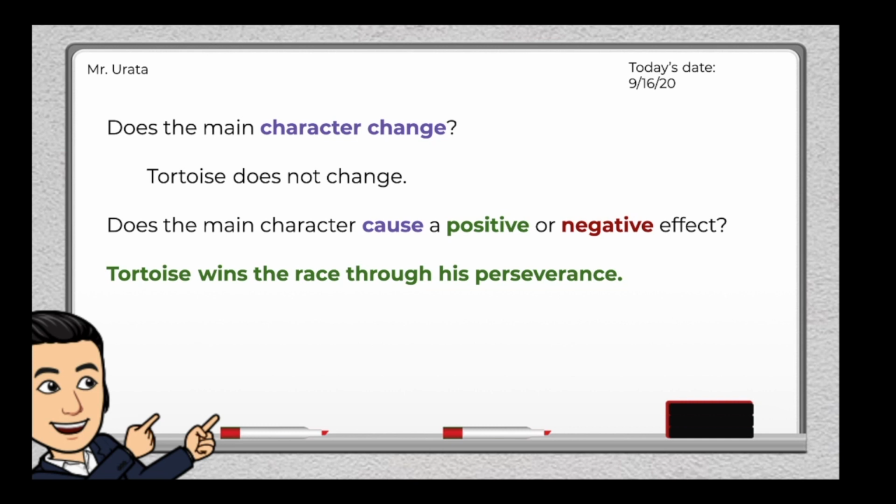Alright, let's go ahead and answer the question, does the main character change? In the story, Tortoise does not make any change, so now all we need to ask ourselves is, does the main character cause a positive or negative effect? In the story, Tortoise wins the race through his perseverance.